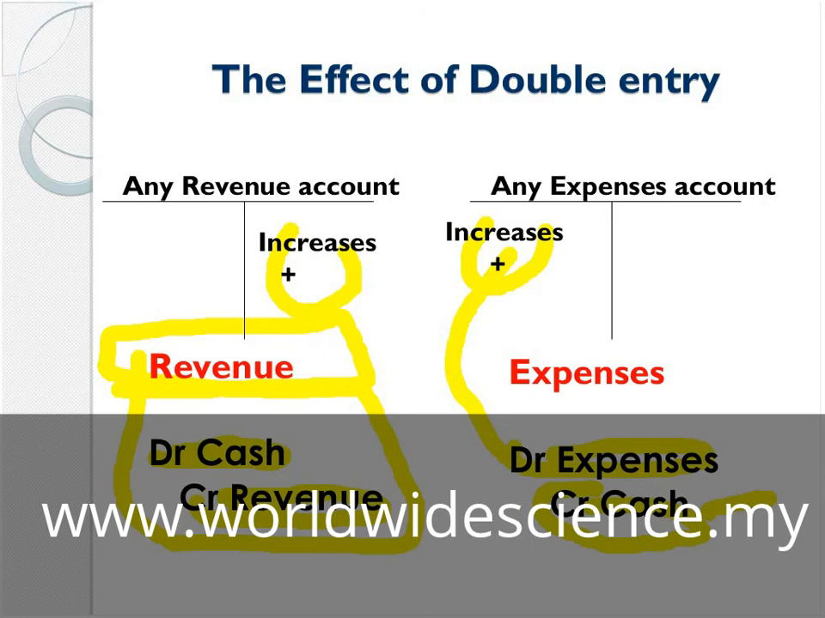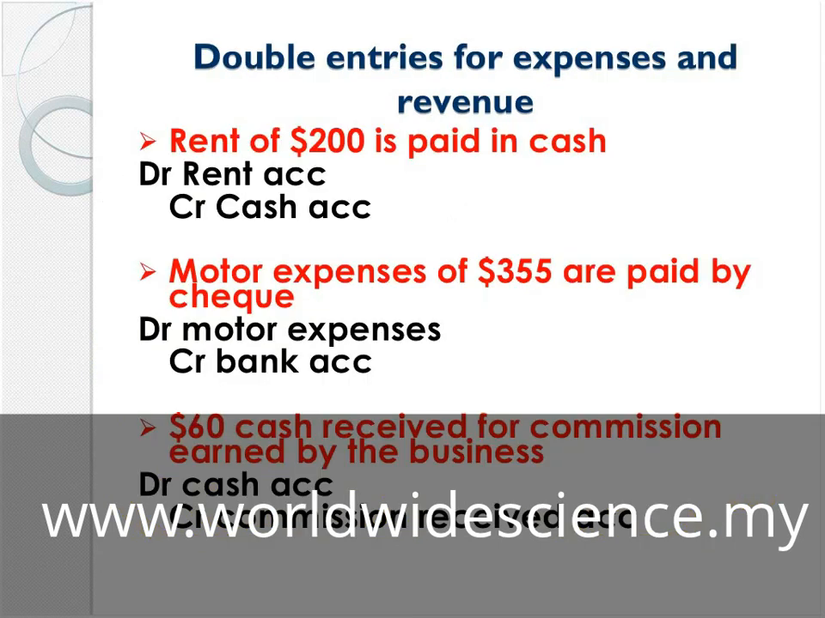So let's move to the next one. Here are some examples, as you asked me for examples to explain the debit and credit, and why it increases or decreases. Here are double entries for expense and revenue. As I told you, here are the exercises as examples. Rent of 200 is paid in cash. So we are a company, we have some stock, we pay for rent, and we have paid 200 in cash.